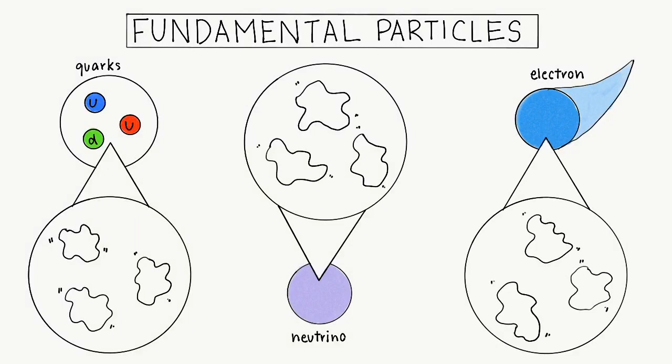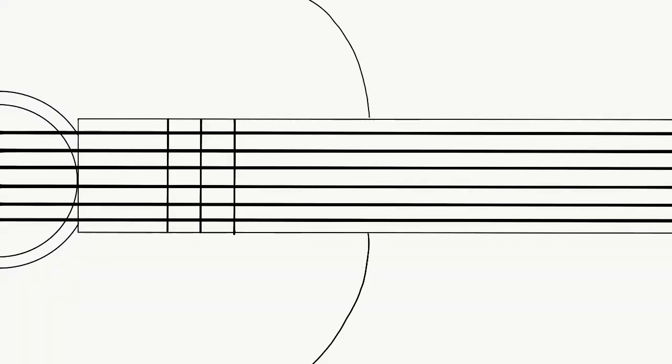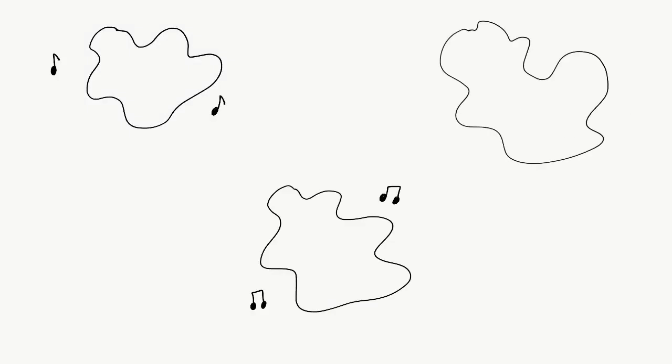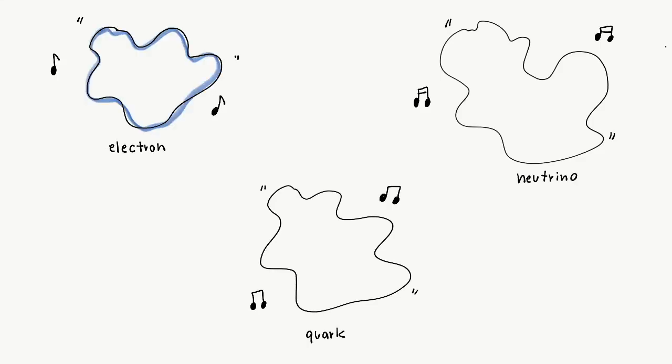A string can oscillate in different ways to create different vibrational patterns. Let's look at a guitar, for example. A single guitar string can create different vibrational patterns or frequencies, meaning it could create different musical notes. Just like a guitar string, different notes or different vibrational patterns in strings correspond to different particles that make up all the stuff in the universe. One type of vibrational pattern may determine an electron, while a different type of vibrational pattern may determine a quark. Another type of vibrational pattern may determine a neutrino.